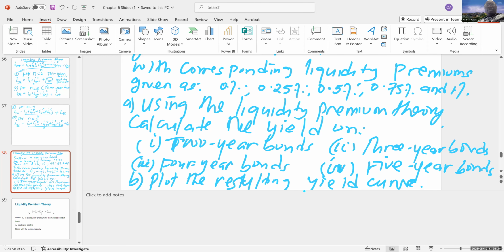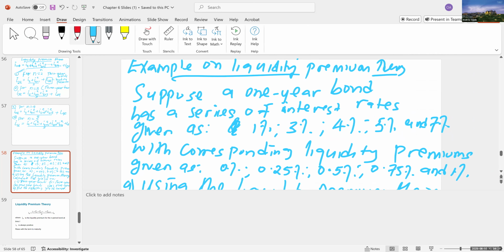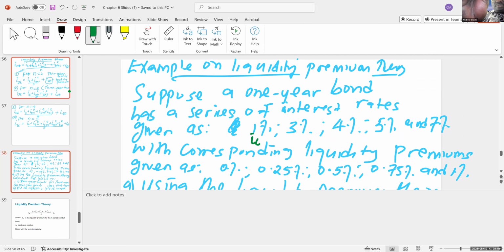So when you go back to this, excuse my handwriting, looks like chicken feed here, but I hope you can see it. If you go back to this formula, when I say suppose a 1-year bond has a series of interest rates given as, that means this first term here would be the interest rate IT. This would be IT plus 1 expected. This would be IT plus 2 expected. This would be IT plus 3 expected. And the last term here, 7, would be IT plus 4 expected, just like we did for expectation.